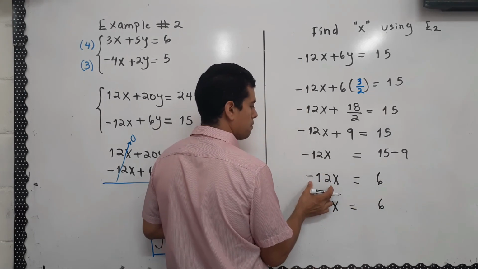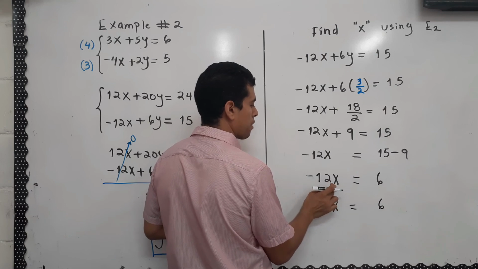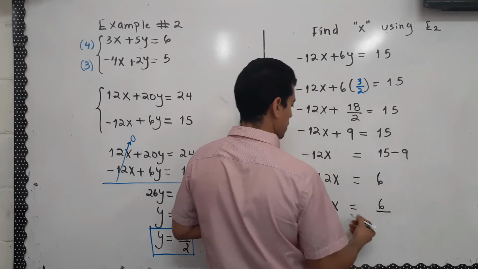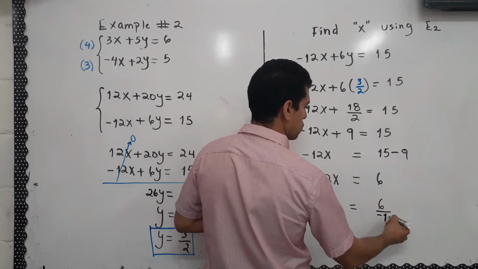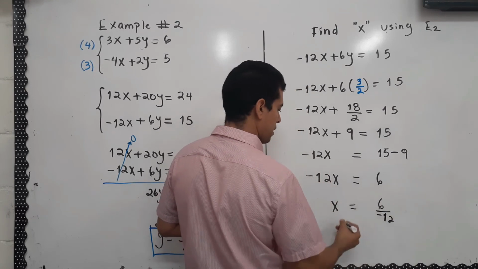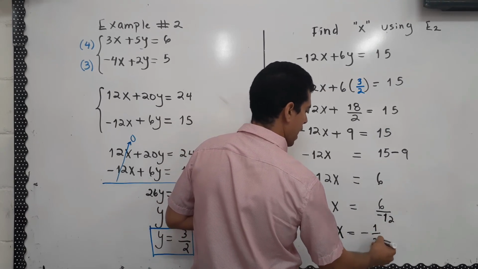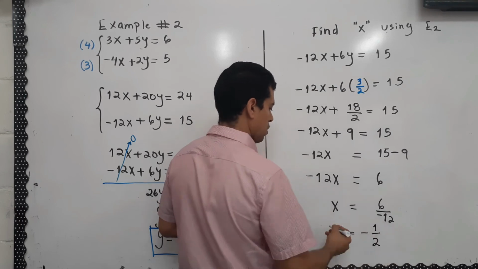Then x is going to be equal to 6 over negative 12. The negative 12 is a coefficient that is multiplying the variable x, so it's going to divide, so it's going to be a fraction, 6 divided by minus 12, and if you simplify that, it's going to be negative 1/2, and this is the answer of this exercise.